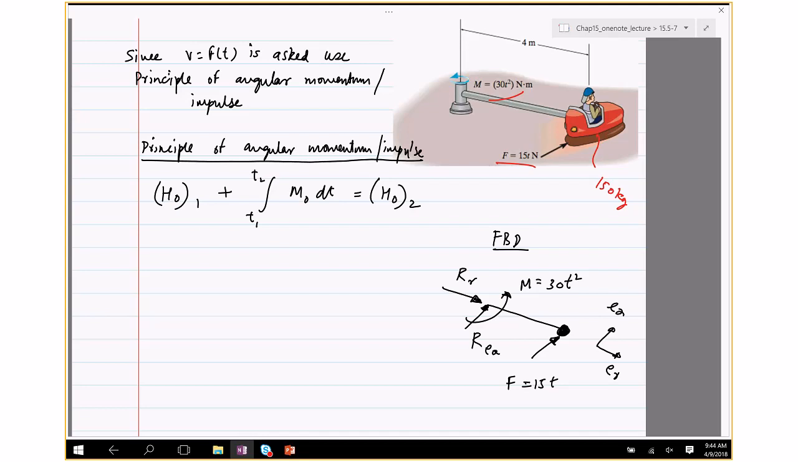Is there any other force I'm missing? There's mg downwards, but really it doesn't matter here because we're only interested in motion in the r theta plane. So let's try to sub in here. h0 is the initial momentum, which is simply 0 because the system starts from rest.